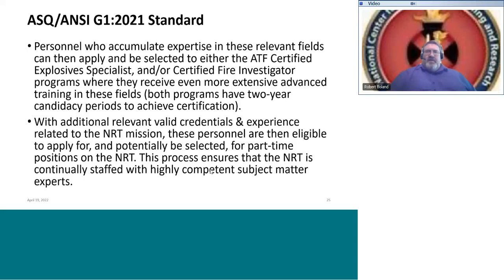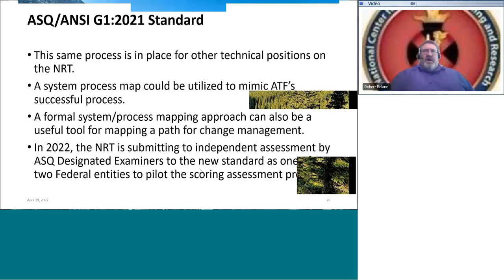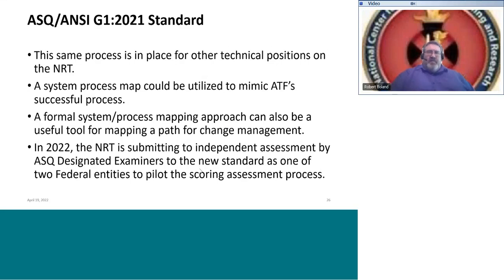So this process ensures the NRT is continually staffed with highly competent subject matter experts. It's the same process for other technical positions, whether they're engineers or forensic chemists. They have their own process of getting to their level of technical expertise. And we decided that if we could create a process map, that could serve as an example to other agencies about how they could do something similar for their own programs, or create one. You could create a program from scratch with this kind of method. And I'll show you an example of it here in just a second.